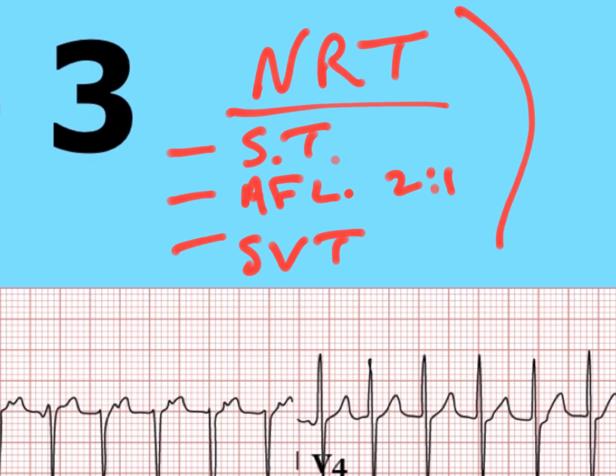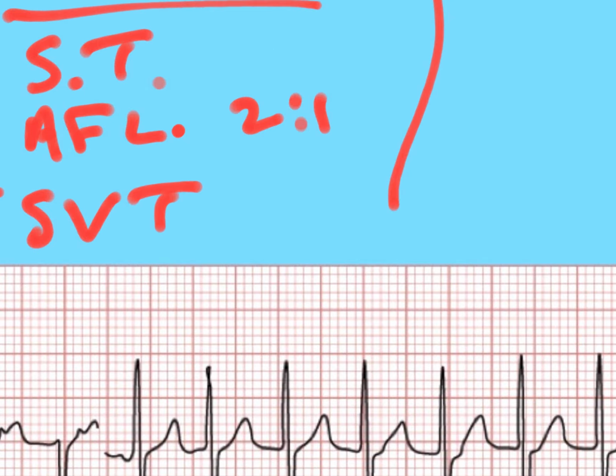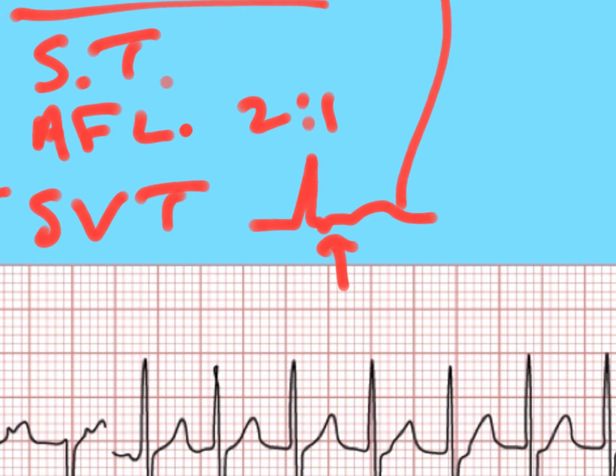And with SVT, oftentimes you don't see P waves because they're buried inside the QRS, or sometimes you'll see what's referred to as little retrograde P waves, where just after the QRS you get a little blip, and that's referred to as a little retrograde P wave.